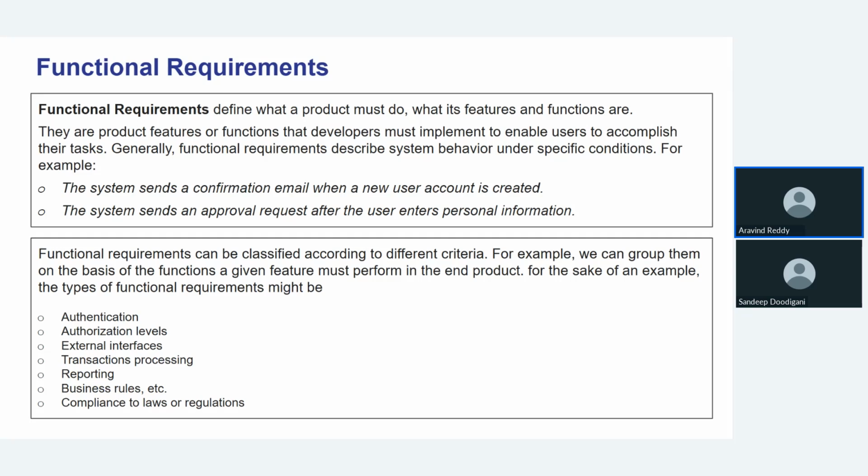Transaction processing, reporting means if there is an issue or bugs in the application, we need to create a report system, and business rules and compliance with laws and regulations we need to follow. So these all come under the functional requirement, guys. So you need to make sure that your web application is following these things or not.